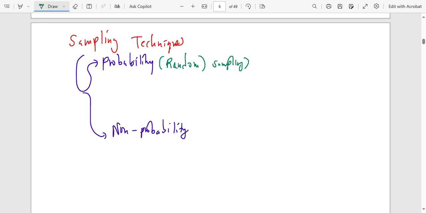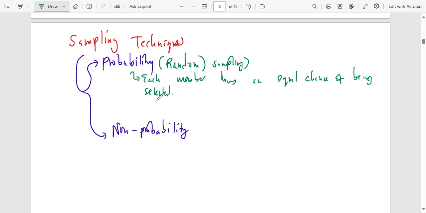In probability sampling, each member of the population has an equal chance of being selected. And it's important for you to take note: each member has an equal chance of being selected. So you are not specific to say, okay, this is who I'm going to pick, because even you, the one who is carrying out the research, don't know who you are going to pick.